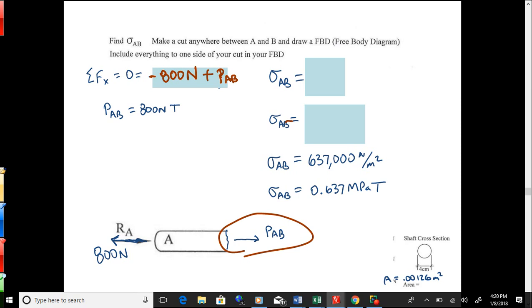Y'all good with that? Okay. So that's the internal force, is what that is. That's the force inside the shaft. Now to find the stress in the shaft, I'll take the internal force and divide out the area, and I'll get the stress, okay? That's basically it.